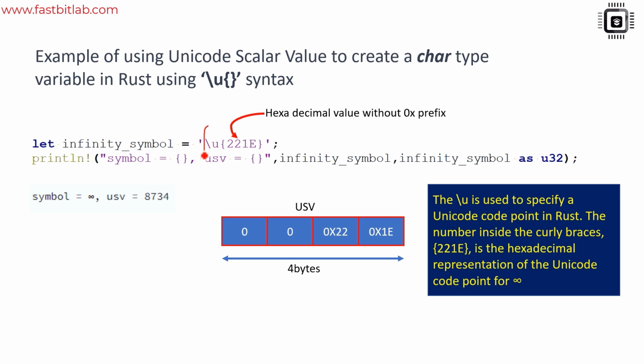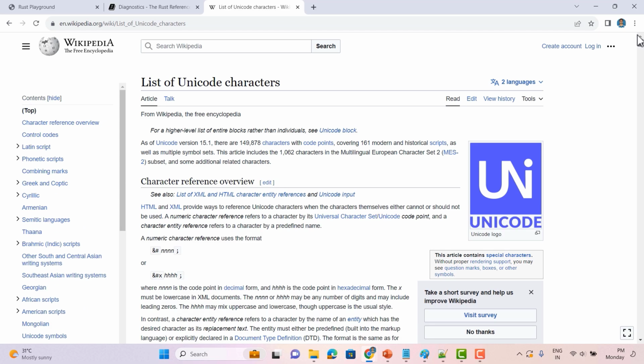Hence you have to use this syntax here, \u, and create the curly braces, and inside that you keep the USV in hex format. So 221E for the infinity symbol. If you print the value of the infinity symbol, then this character will be displayed. And you can convert that char to int by using explicit conversion using the as keyword. I hope you get the idea here. Here the type of the infinity symbol is char. Now let's see one more example.